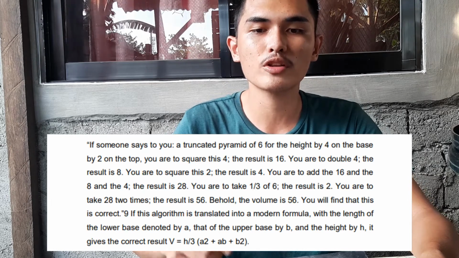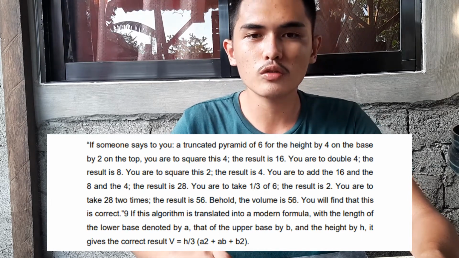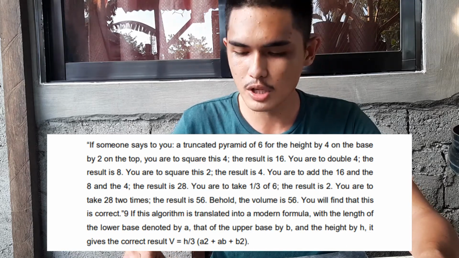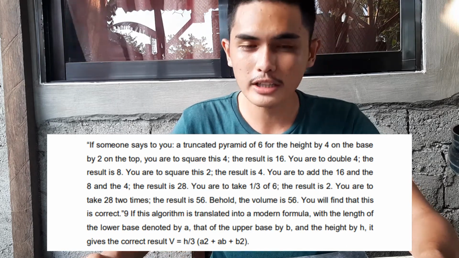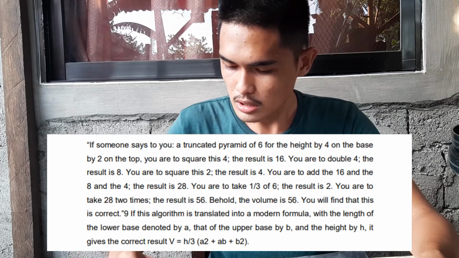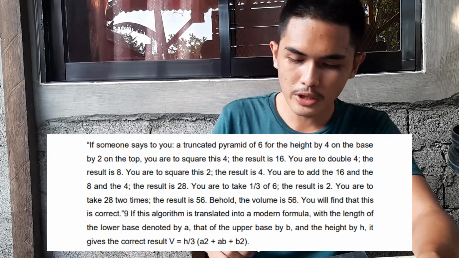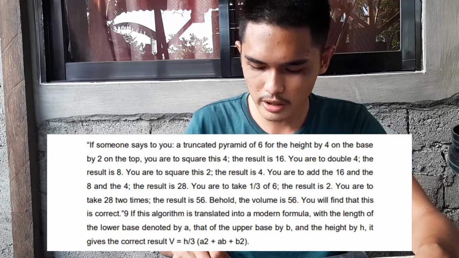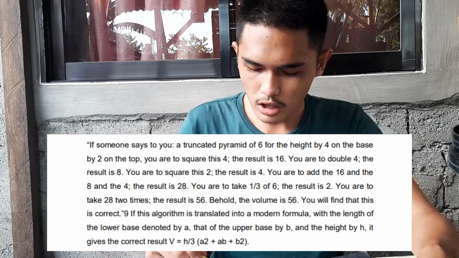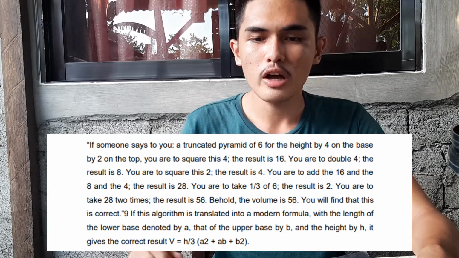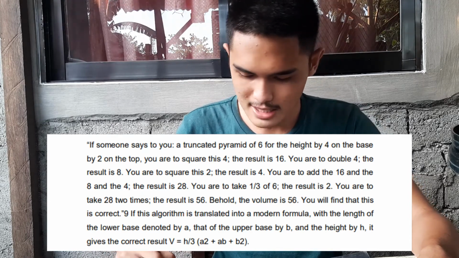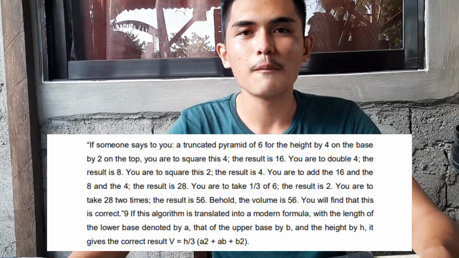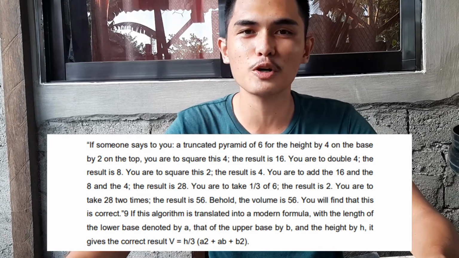If we go to the lowest term, 2 squared is equal to 4, plus 2 times 4 is equal to 8, plus 4 squared is equal to 16. If we add these in the parentheses, the result is 28. So if we multiply 2 times 28, the result is 56. Therefore, problem 14 of Egypt is correct when derived in the modern formula.